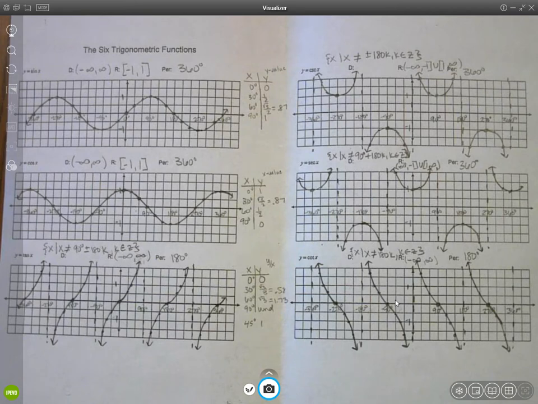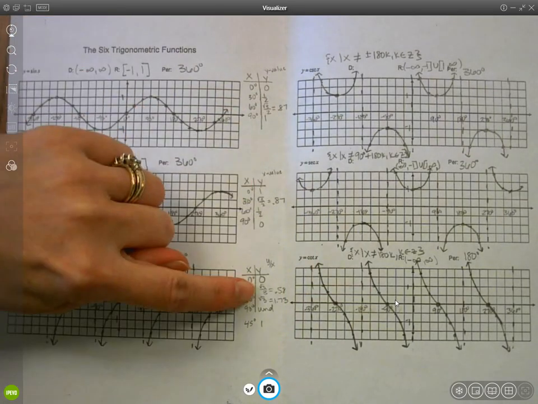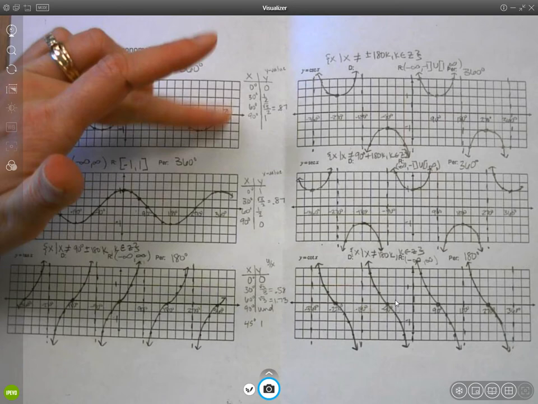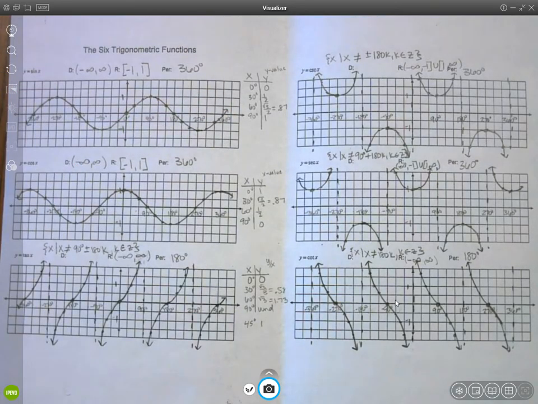So make sure that you're studying. Take the time today to practice these graphs. Make sure that you have the domains and ranges down. Make sure that you have the periods, where the asymptotes go, specifically where the points go. I don't need on the test for you to make these tables. I just need the points to be in the right place and the correct shape drawn.